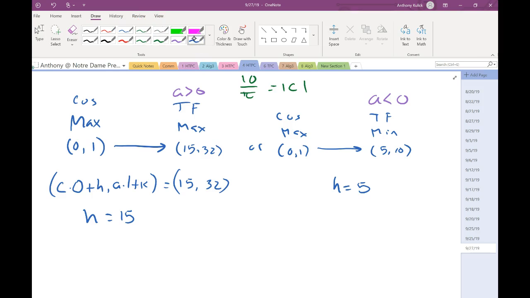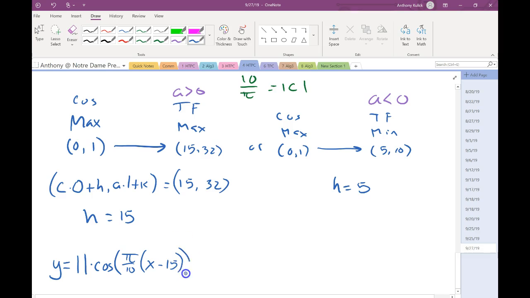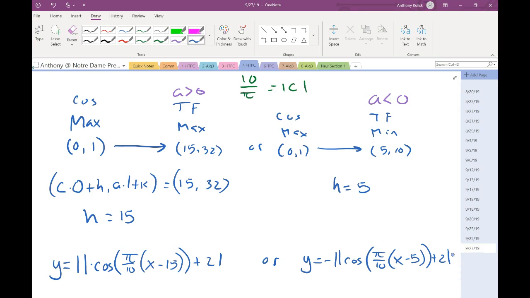So if I put things all together then, I have y equals 11 times cosine of the reciprocal of c, x minus h, plus k, or y equals negative 11 cosine reciprocal of c, x minus 5, plus k. Either of those would be fine ways to write the cosine.